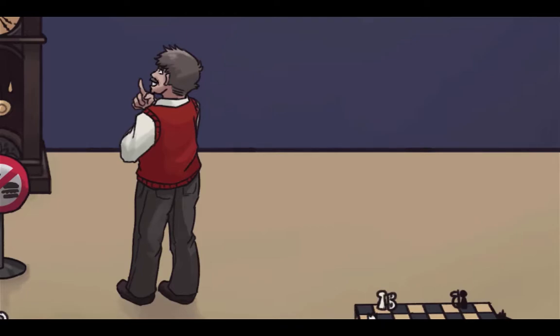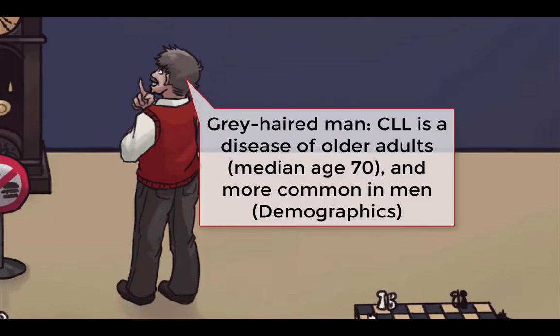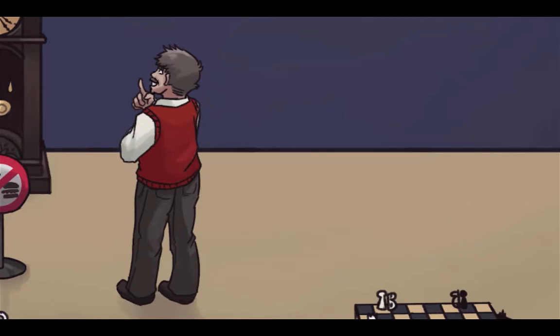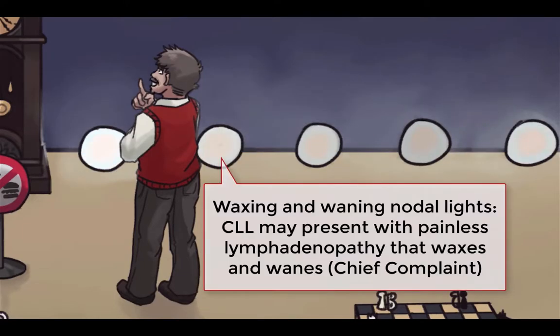Don't be fooled. CLL is a disease of older adults, with a median age of 70 at diagnosis, and is more common in men than women. Most patients are asymptomatic at diagnosis, which is why he's smiling and symptom free. These patients will have lymphocytosis seen on routine blood count, for example, leading them down the path to diagnosis. Other patients may present with generalized or localized painless lymphadenopathy.